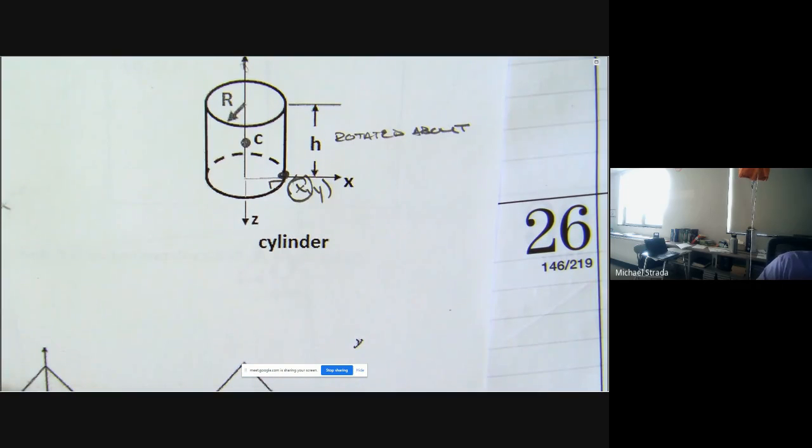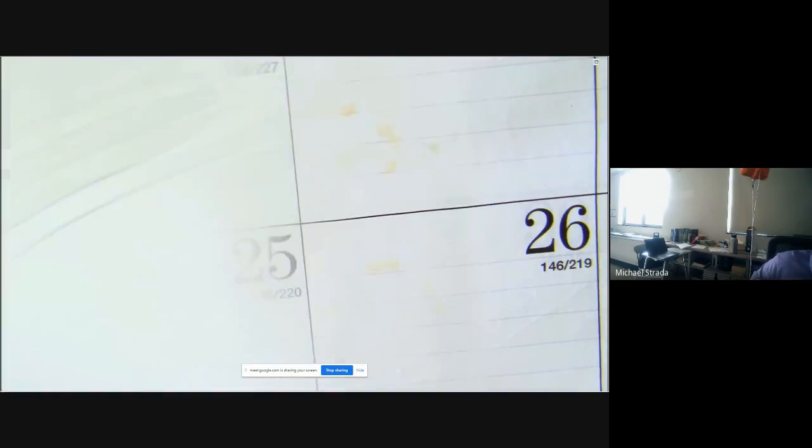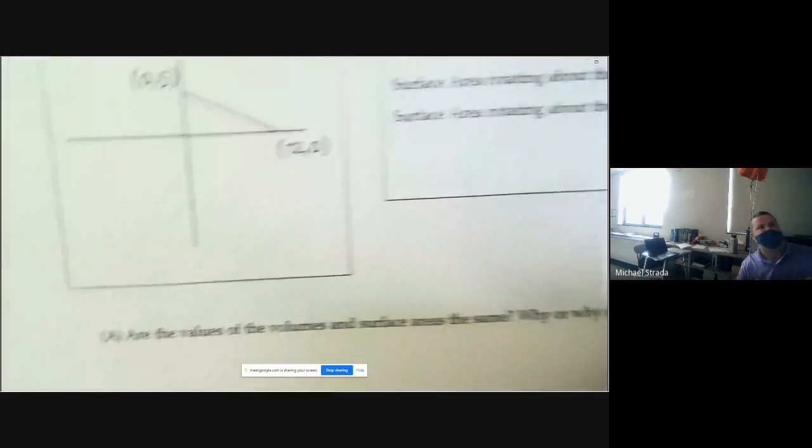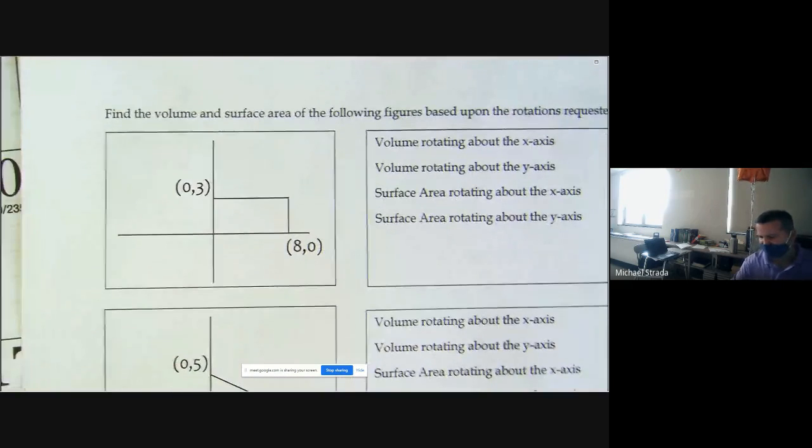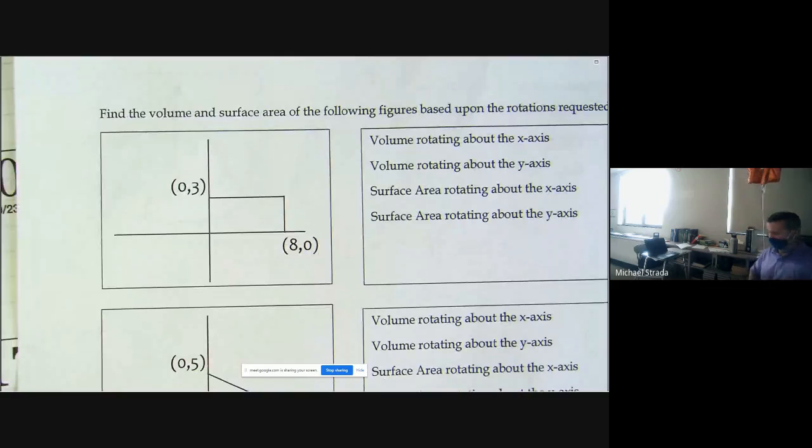Got me? Make sense? All right, so what I want you to do is start formulating a plan for the first one. Start jotting things down you'll need to know in order to solve the first one. Find the volume.